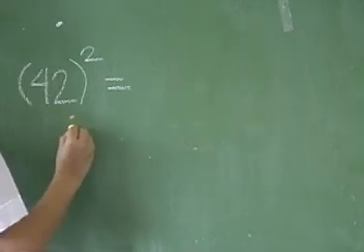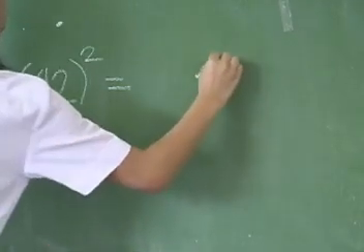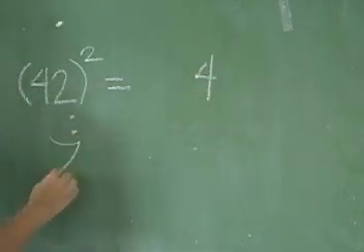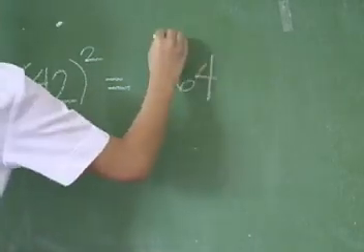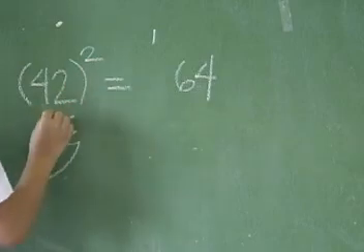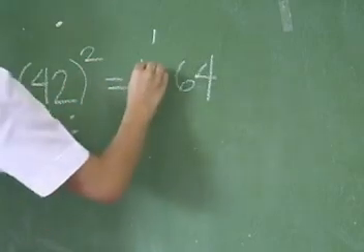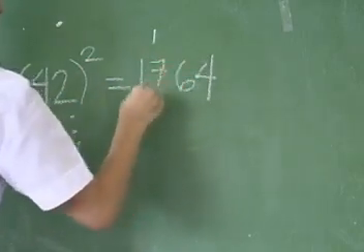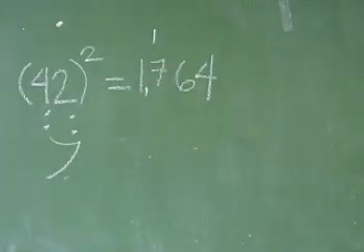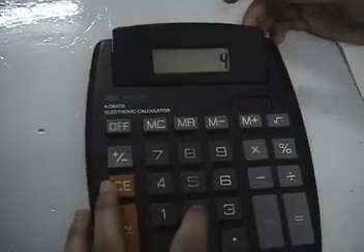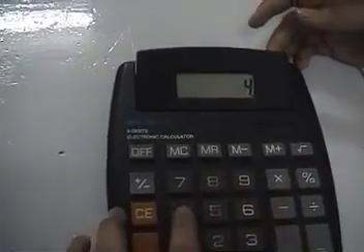Two times 2 is equal to 4. 4 times 2 times 2 is equal to 16. Carry 1. 4 times 4 plus the 1 we carried is equal to 17. 42 squared is equal to 1,764. Let's verify our answers using a calculator.